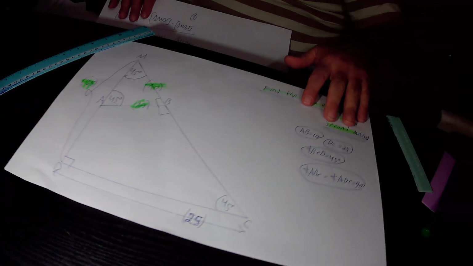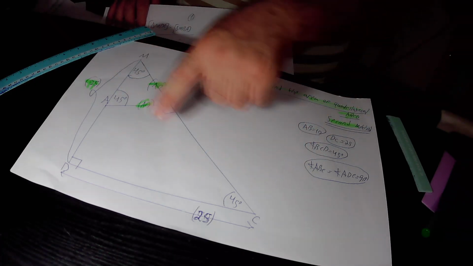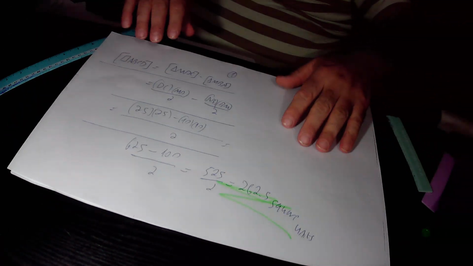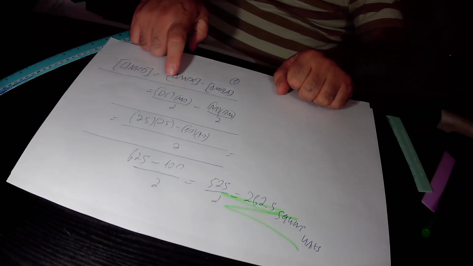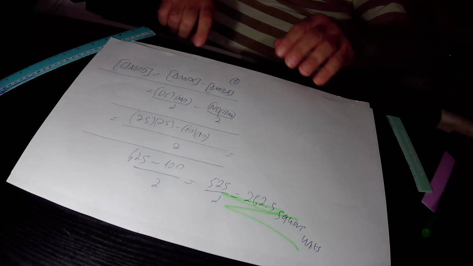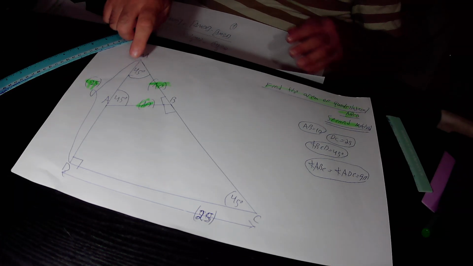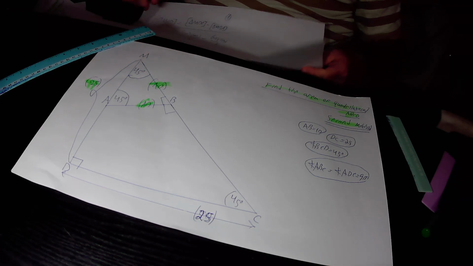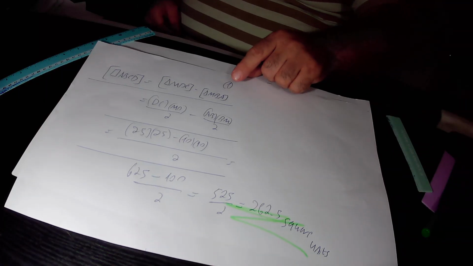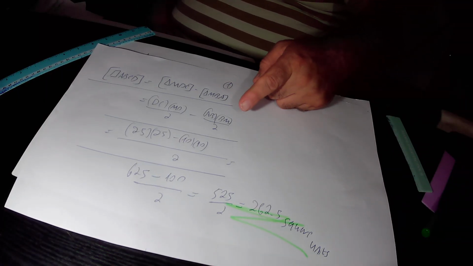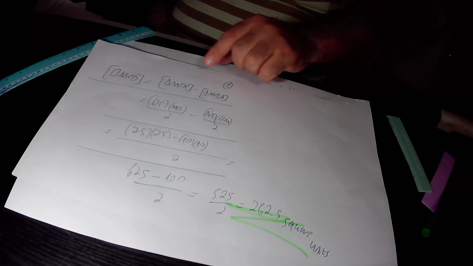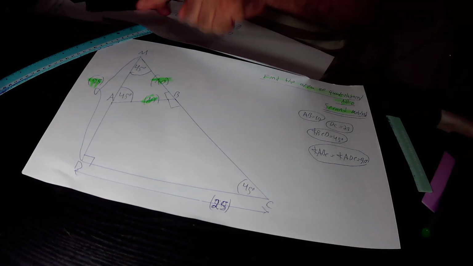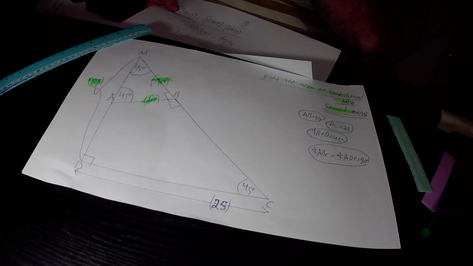The area of the big right triangle MDC equals the base DC times the height MD over 2, minus the area of this small right triangle MBA. The area of the small right triangle MBA equals the base AB times the height BM over 2. DC is 25, MD is also 25.